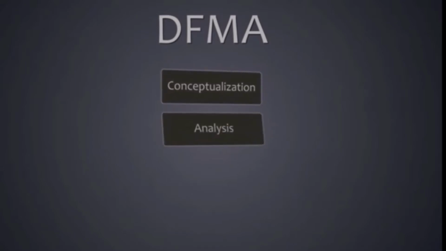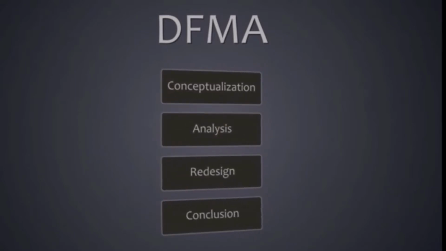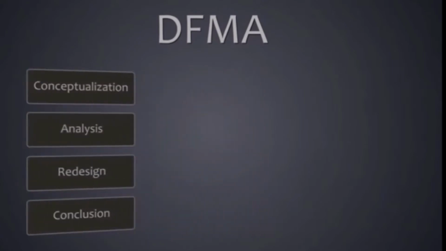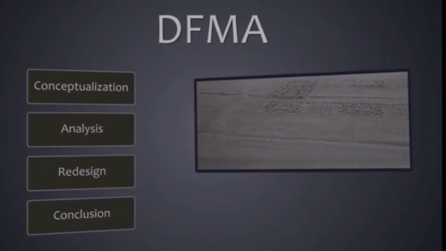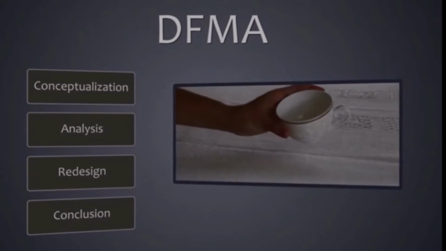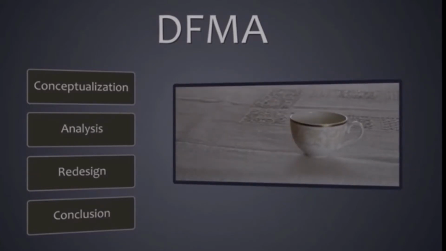DFMA consists of 4 steps: the first one is conceptualization, then analysis, redesign, and conclusion. To understand each of these steps, we are going to apply the DFMA process to the tea set, which consists of a teacup, saucer, and spoon.